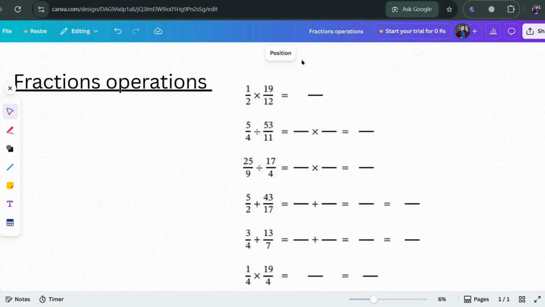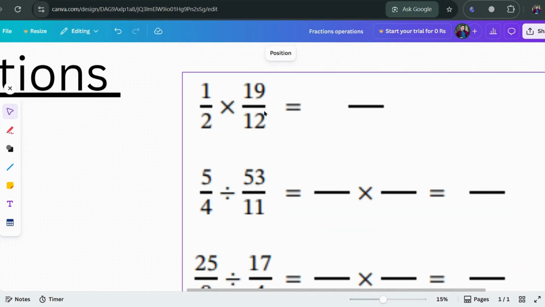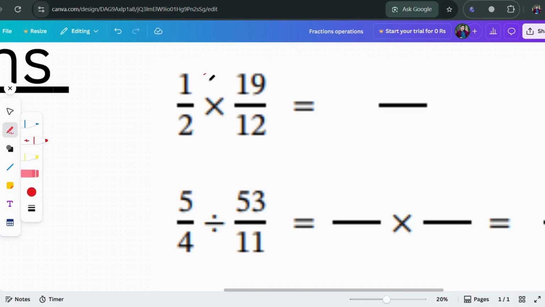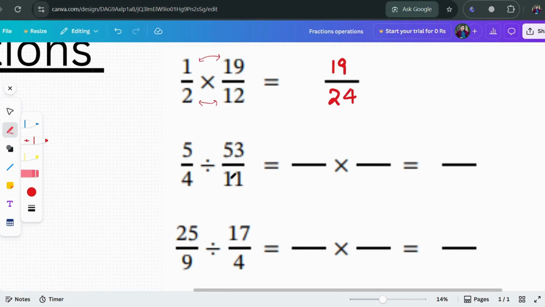We'll jump to the very first question, which involves multiplication of a fraction. So for this one, that is 1 over 2 multiplied by 19 over 2. As we discussed last time, whenever we are multiplying fractions, we multiply numerator to numerator and denominator to denominator. So it's going to give me 1 multiplied by 19, that's 19 itself, and 2 multiplied by 12, that's equivalent to 24. So that was the first question that we just did, and it involves multiplication.